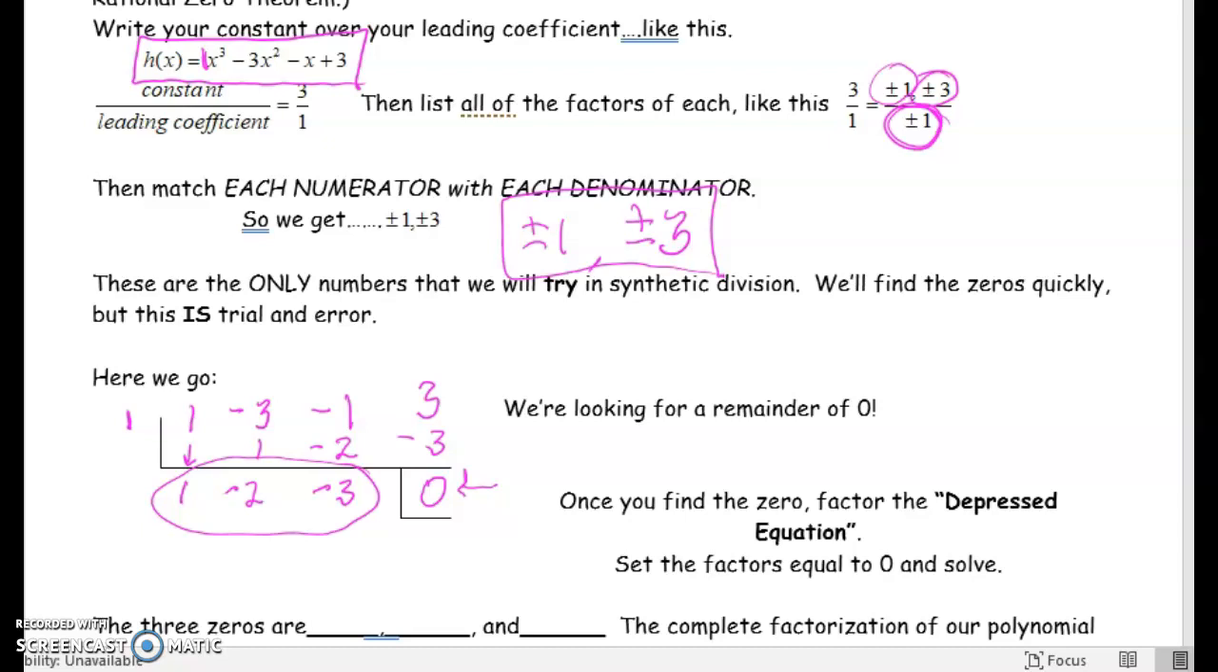And it's called a depressed equation because the original equation started out 1x cubed. You see up here, the original equation started out 1x cubed, and the depressed equation will start out 1x squared, and then minus 2x, and then minus 3. So we set our depressed equation equal to 0, and we factor. So we'll factor this.